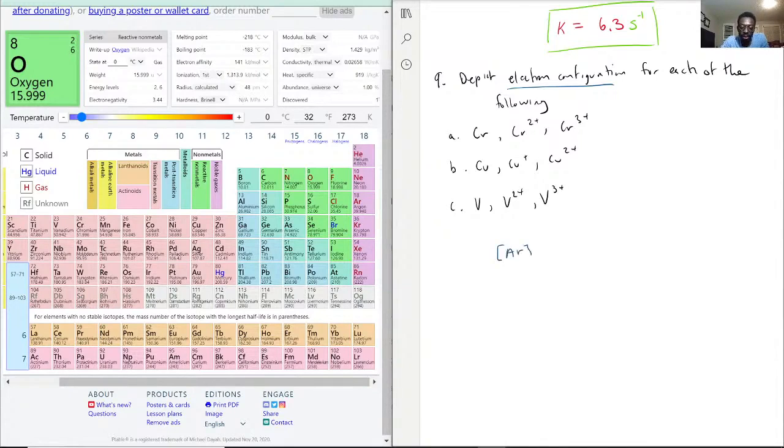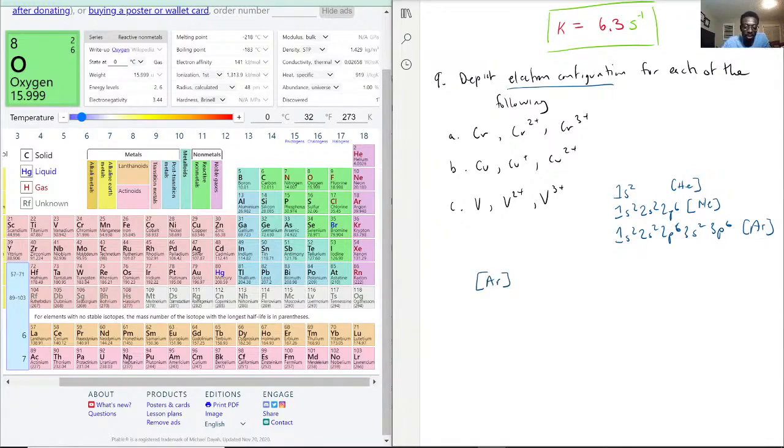Because, to get to helium, it's 1s2. Then neon is 1s2, 2s2, 2p6, and then argon is 1s2, 2s2, 2p6, 3s2, 3p6. I just wanted to set that up in case we were wondering. So let me put this here. That's helium, this is neon, and this is argon.